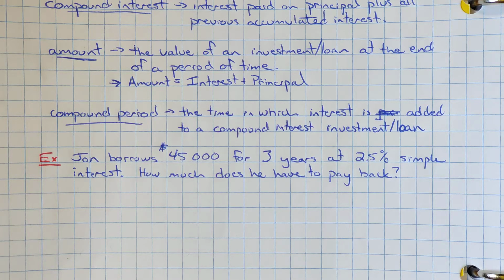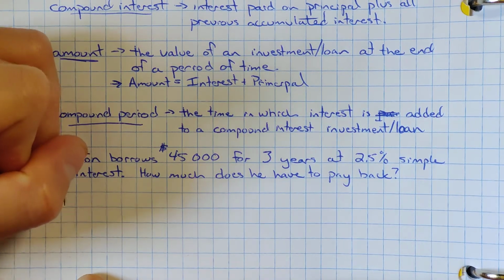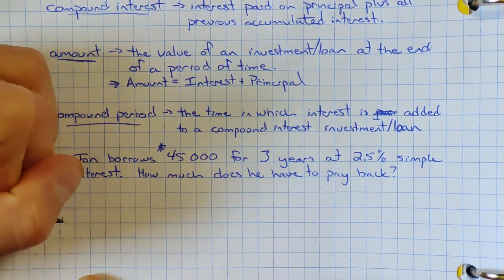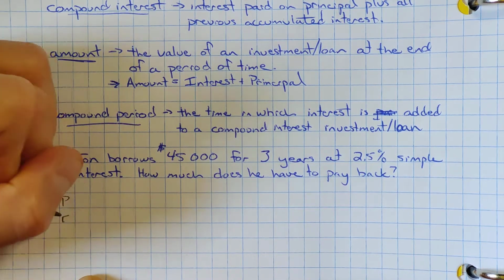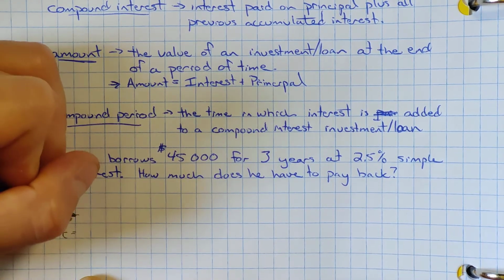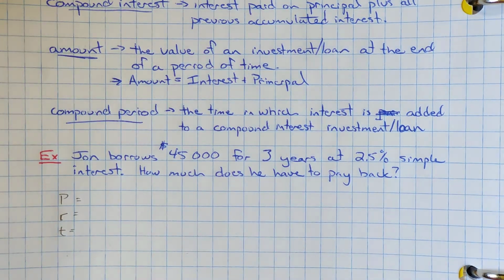Let's take a look at some examples of working with these. We'll start with simple interest, and then we'll move into compound interest, which is just an amalgamation of some simple interest calculations. So simple interest is pretty straightforward. You just have to identify your principal, your interest rate, and your time. And so something convenient to do is write out P, R, and T.